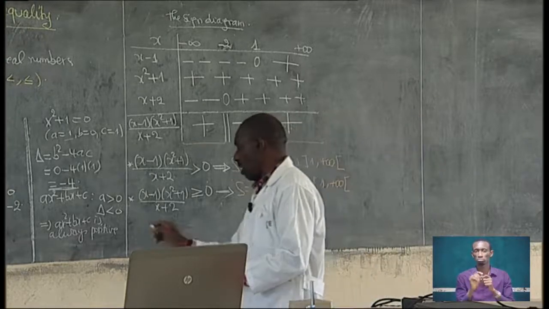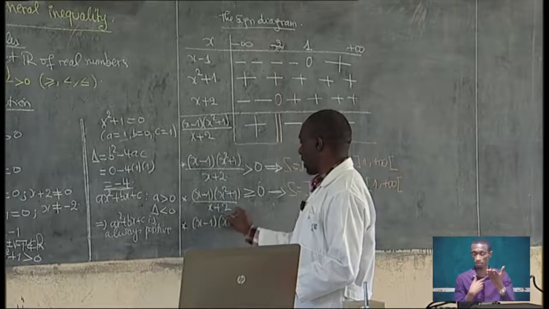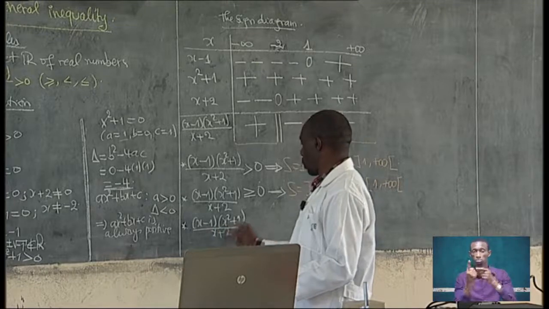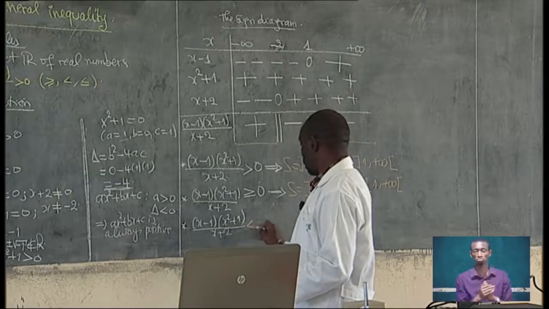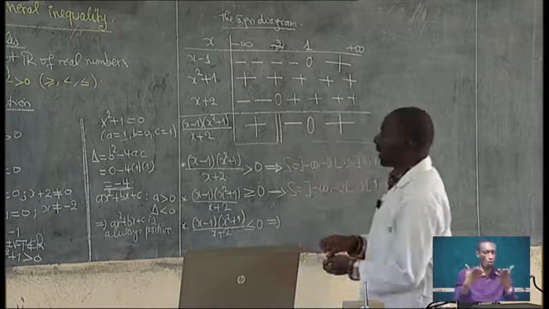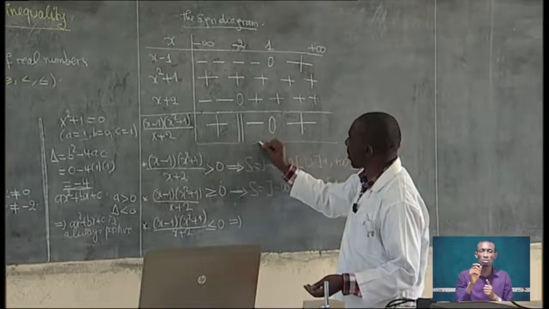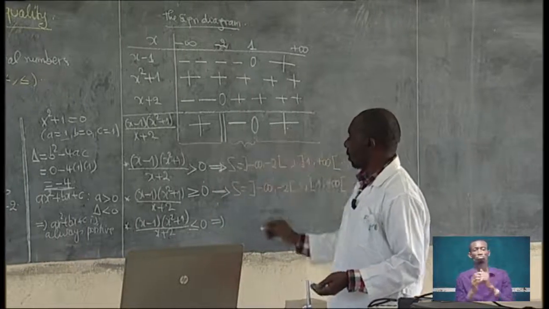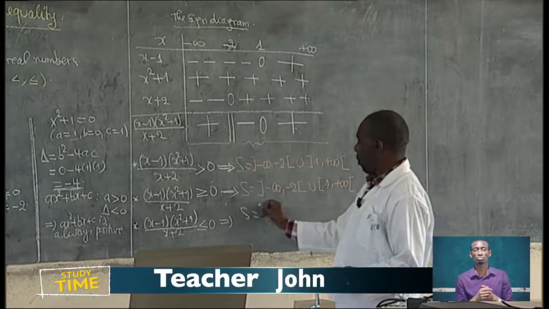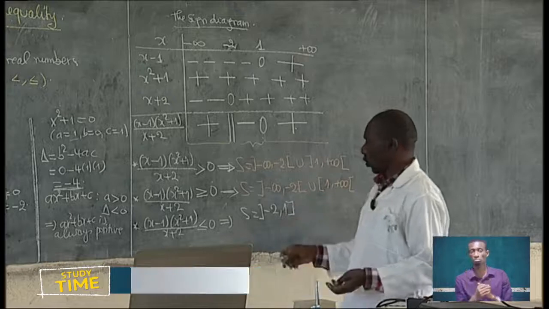In the case I have (x minus 1) times (x squared plus 1) over (x plus 2) less than or equal to 0, I need the negative interval. That means the set of solution will be from -2 up to 1 included.